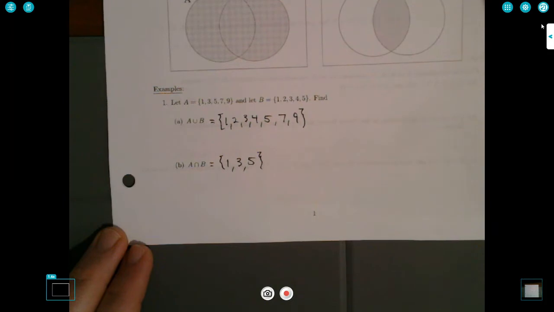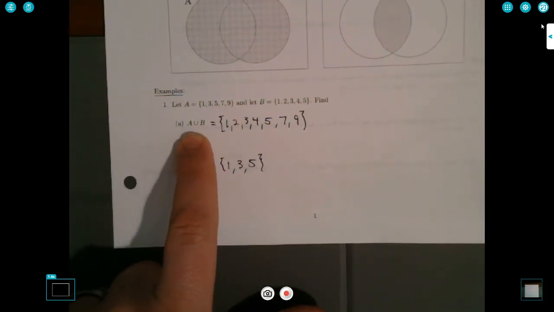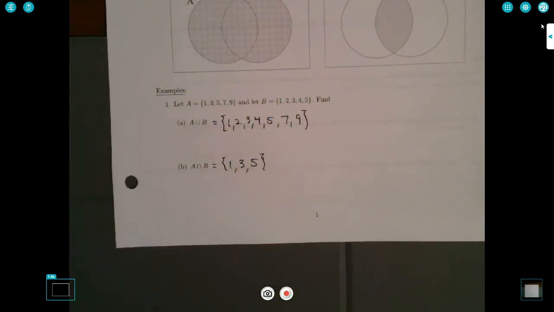Okay, so A intersect B is what they have in common. A union B is just combine both sets into one set.